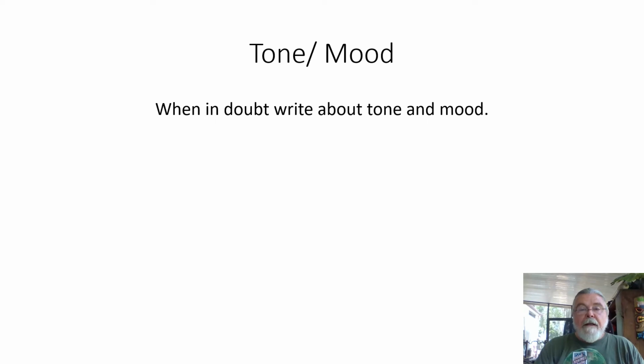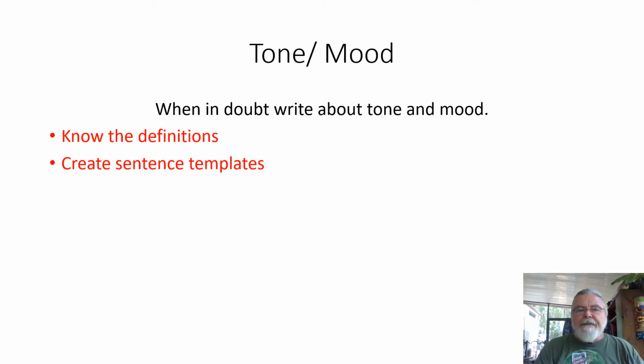Okay, when in doubt, write about tone and mood. In order to do this, the first thing we need is to know the definitions of tone and mood. Get these at literarydevices.net, or you can copy them down from this video. Once we have the definitions and functions, what we want to do is create the sentence templates.